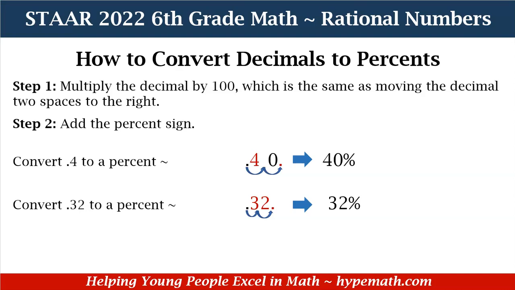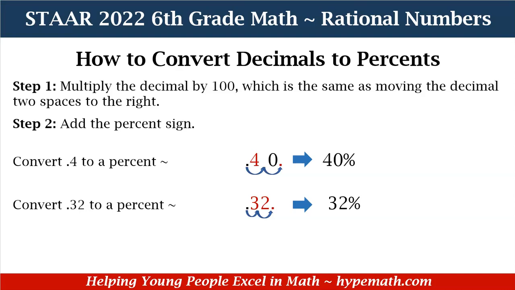So let's look at our example. We're going to convert 0.4 to a percent. We said step 1, we're multiplying by 100. Instead of going through that long process, all we need to do is move our decimal point 2 places to the right. That will make it 0.40. It will be just 40. And then we need to add our percent sign. So 40%, 0.4 converted to a percent is 40%.